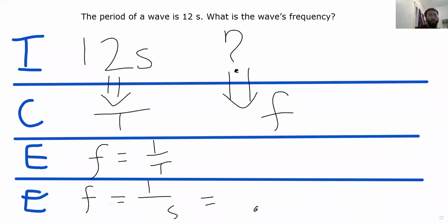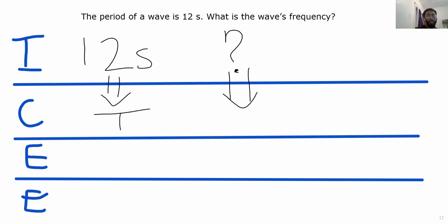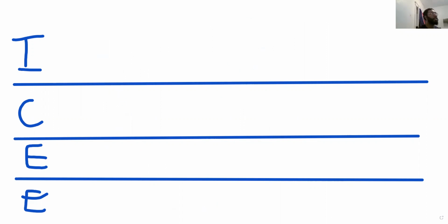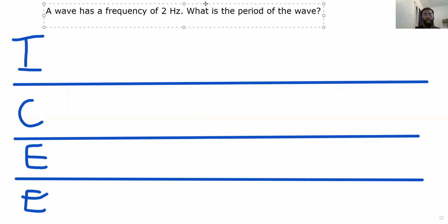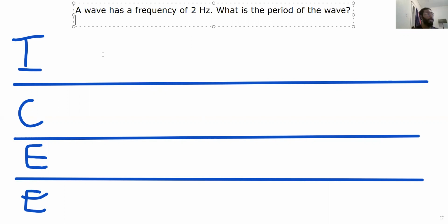So in this problem, we solve for frequency. In our next problem, we're going to solve for the period, right? The period T. All right. So let's go ahead and put our new practice problem up there. All right. So our new practice problem asks us, a wave has a frequency of 2 hertz. What is the period of the wave?